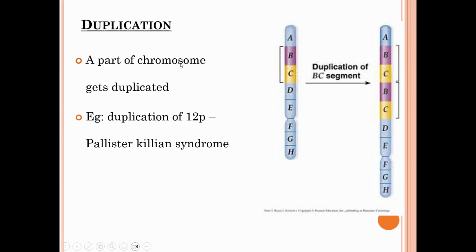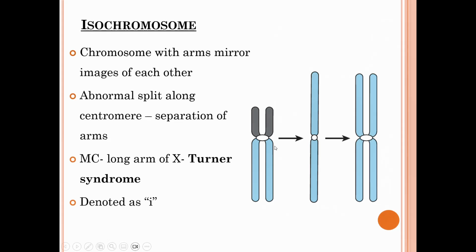Okay, then there is duplication. Duplication means a part of the chromosome gets duplicated. You can see here these are the different nucleotides. If you see this B and C, this part is getting duplicated, so you can see the additional genetic material. Duplication of the short arm of the 12th chromosome. Example is Pallister-Killian syndrome.